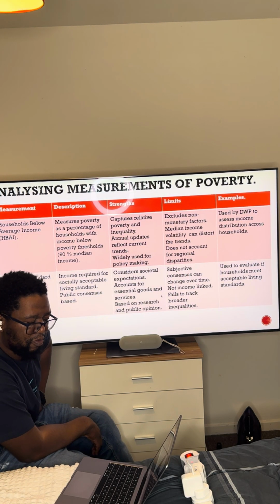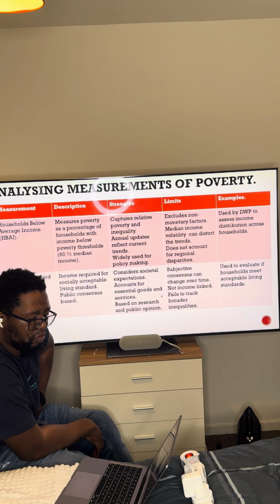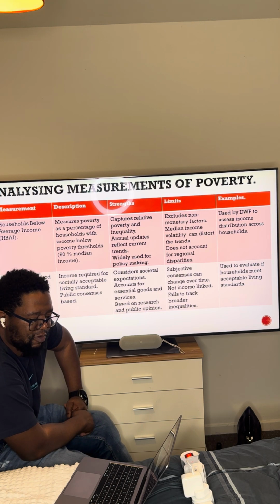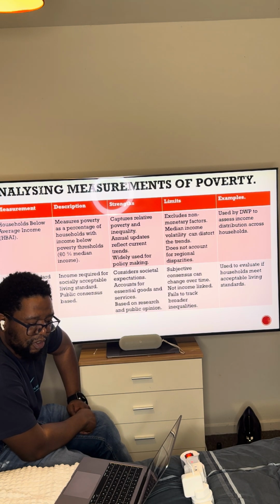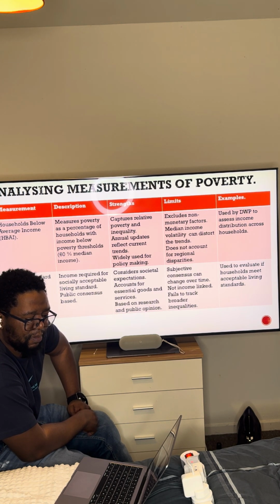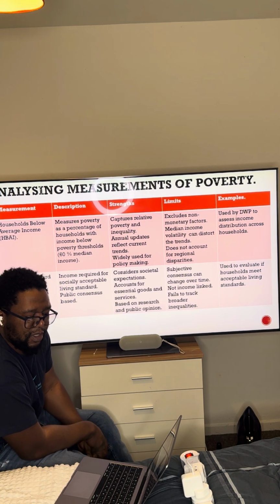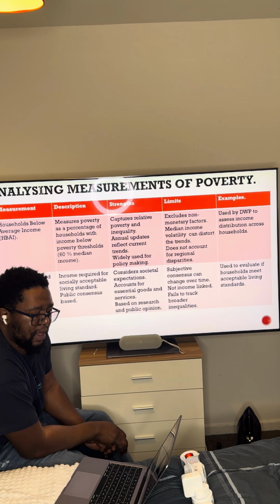Analyzing measurements of poverty. The measurement: household below average income. It measures poverty as a percentage of households with income below the 60% median threshold. Strength: captures relative poverty and inequality, and annual updates reflect current trends. Limitations: excludes non-monetary factors. Example: used by the DWP to assess income distribution.